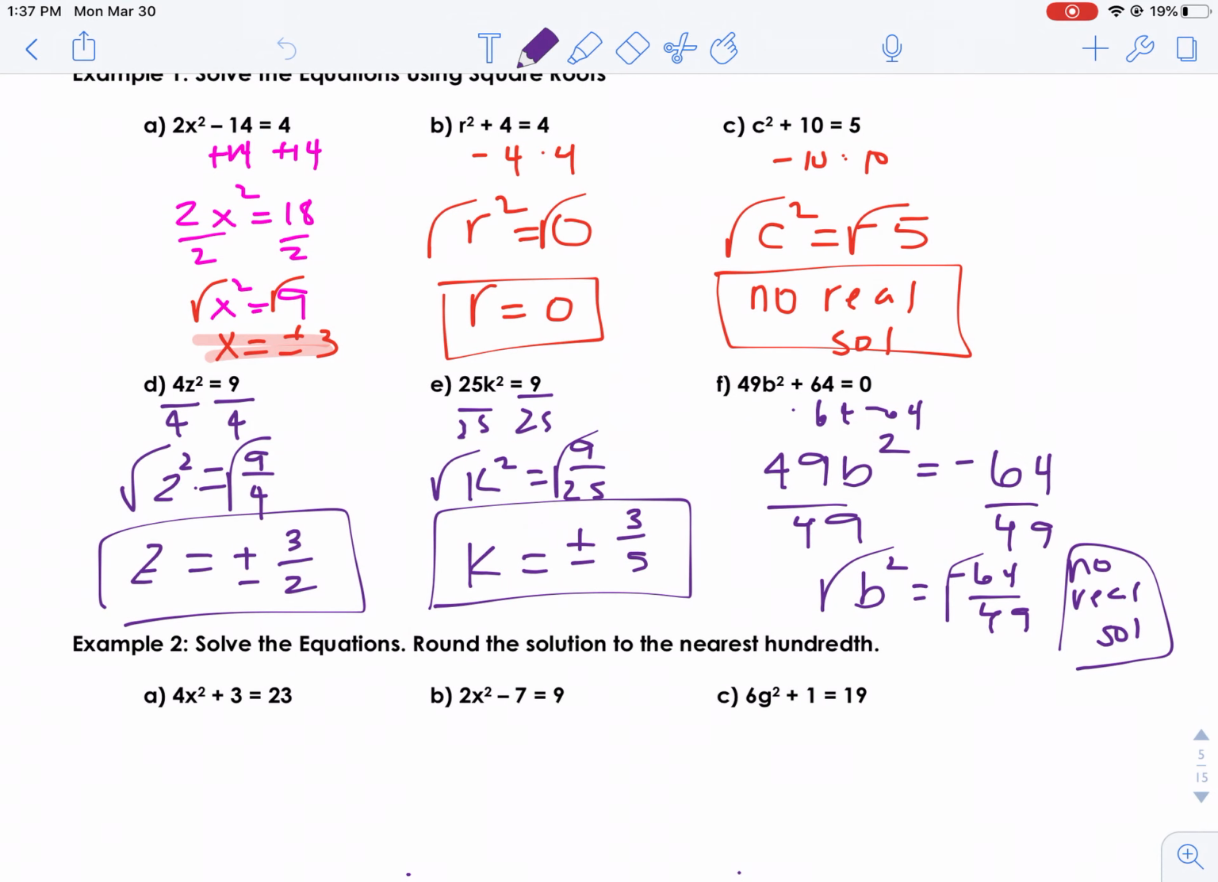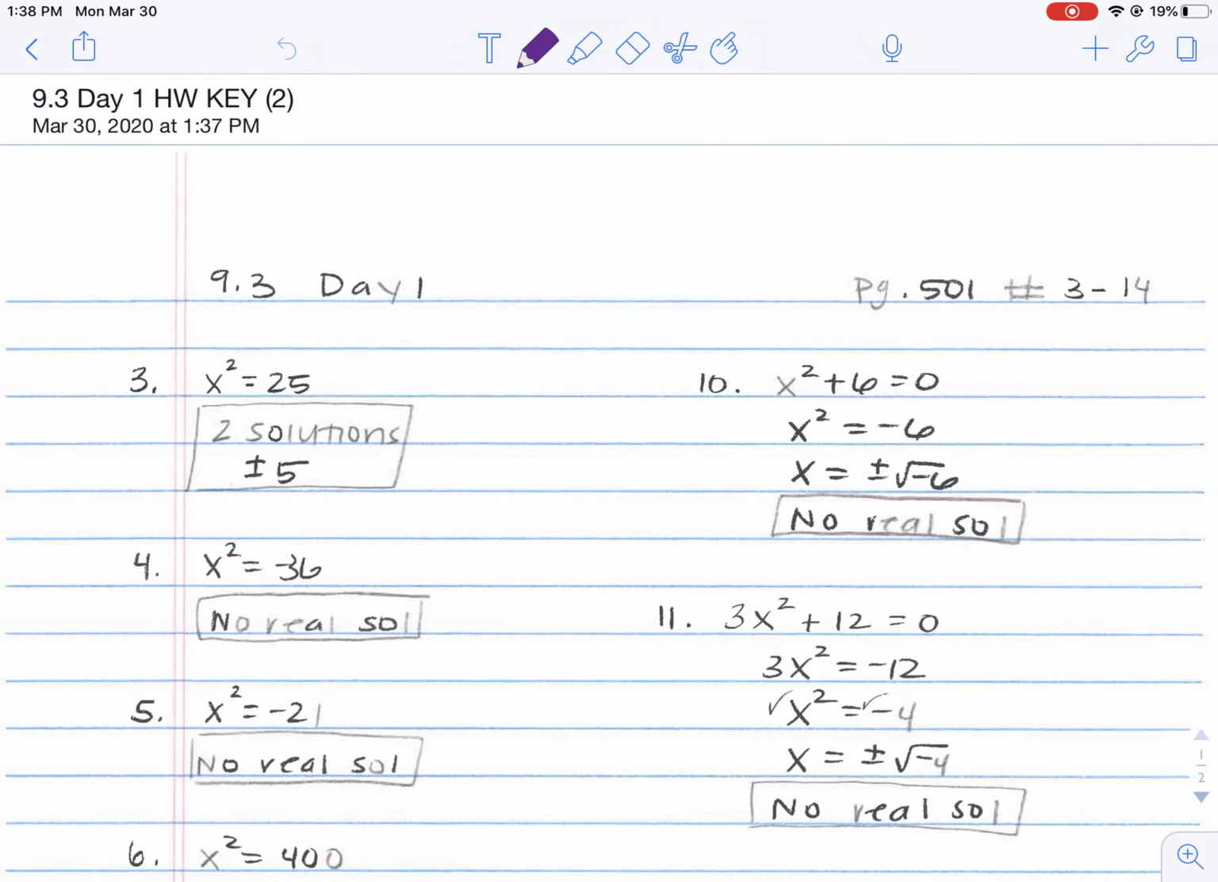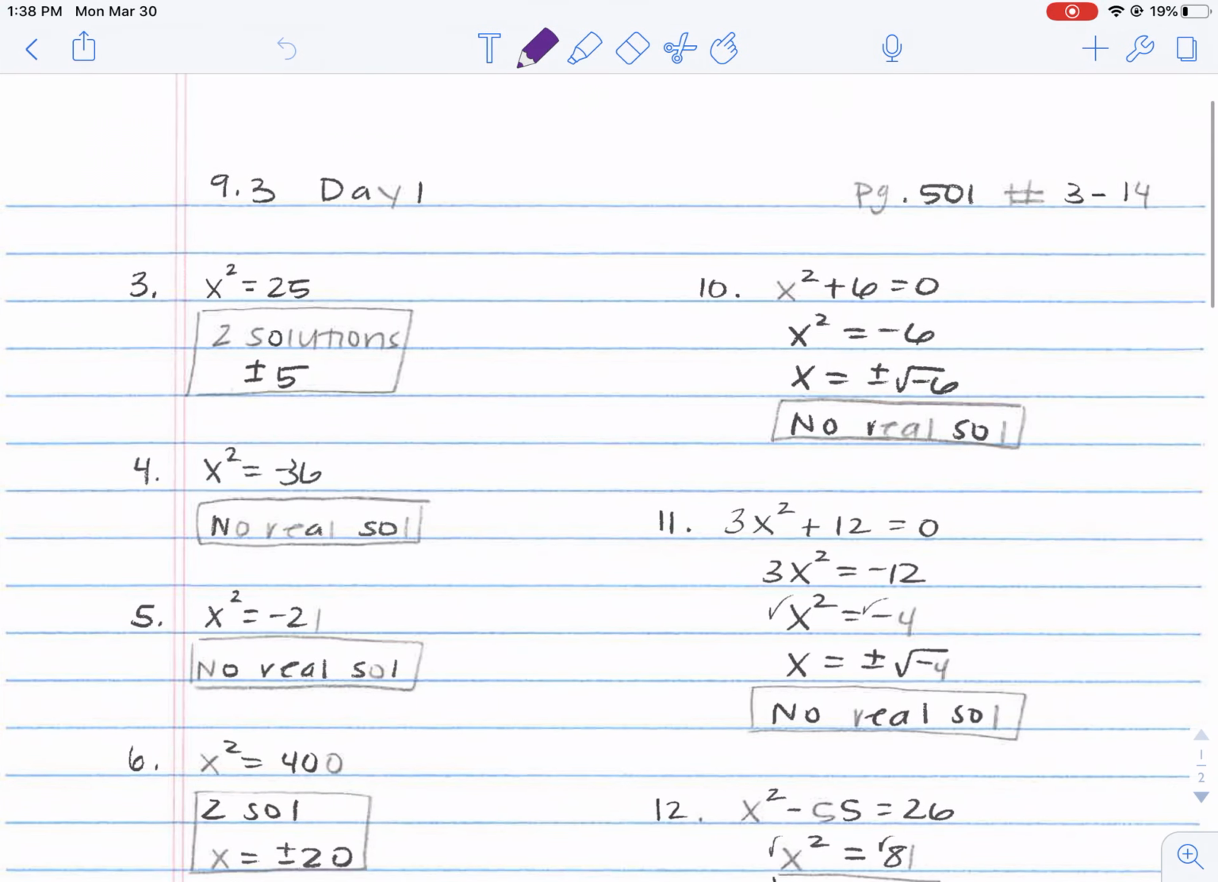All right, welcome back. Today we're going to be looking at the second part of section 9.3, which is solving quadratic equations using square roots. Your homework looked really good yesterday. A couple of comments on the problems. Just make sure that you are including both the positive and the negative value in your answer.